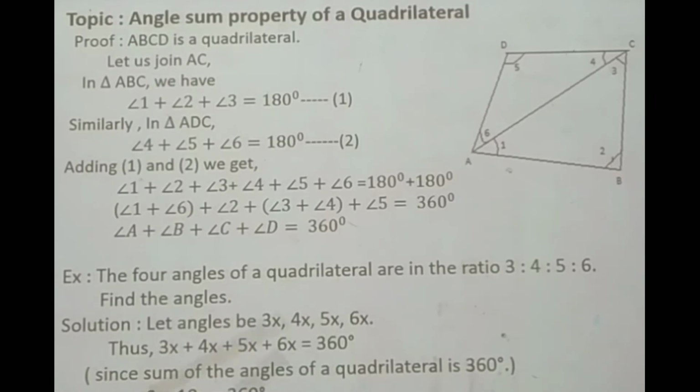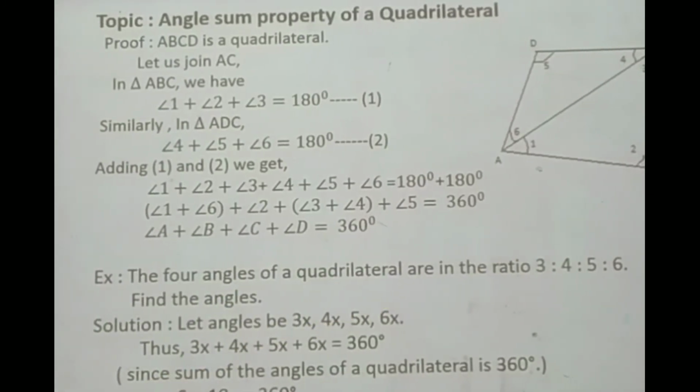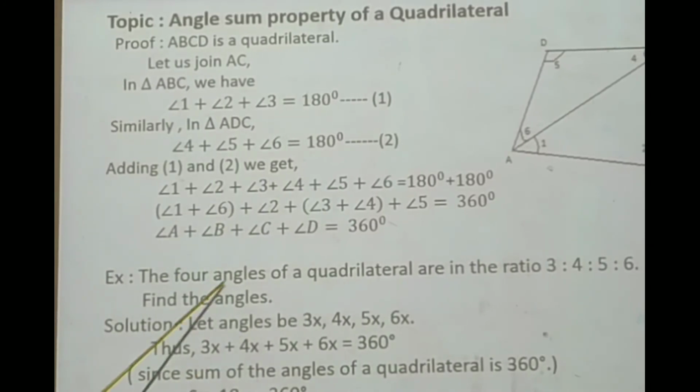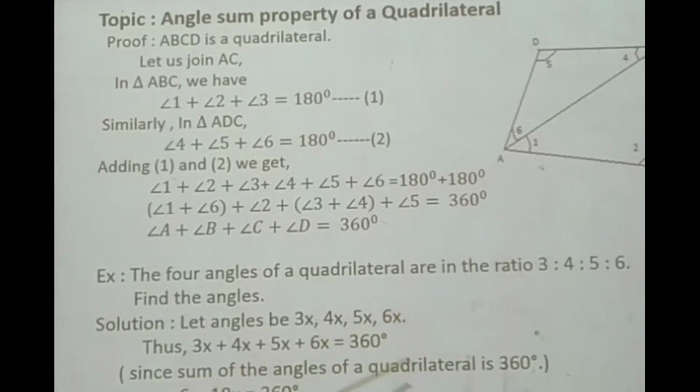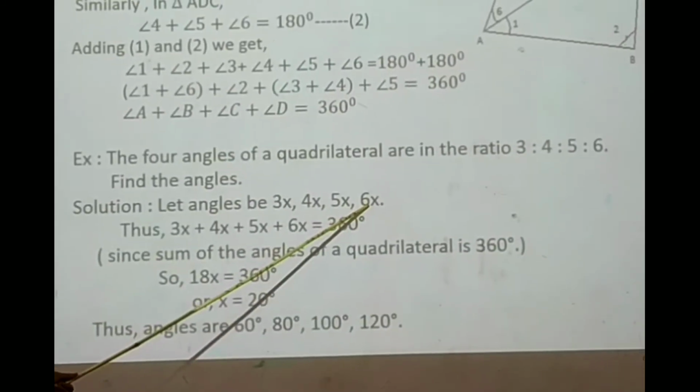Now see some examples on the topic. The 4 angles of a quadrilateral are given in this ratio. Then find each angle of the quadrilateral. Find the angles. Their ratios are given. Then you take each ratio as 3x, 4x, 5x, 6x.